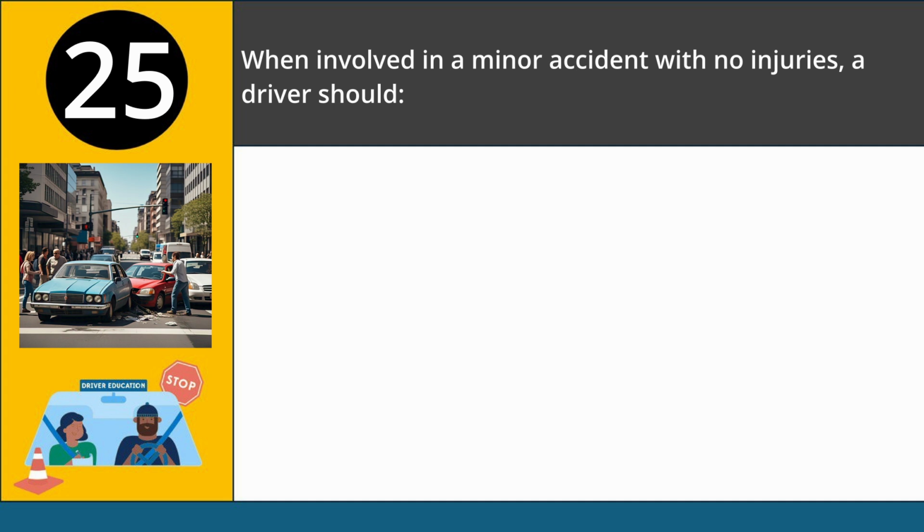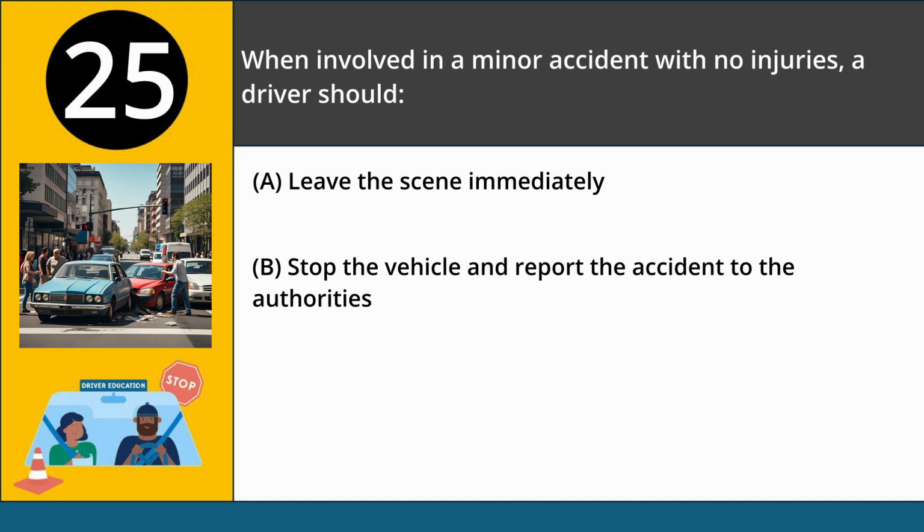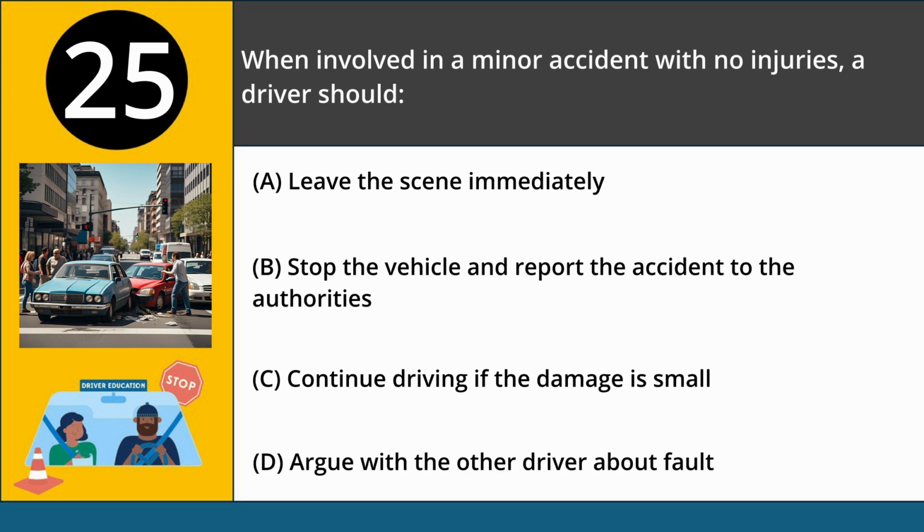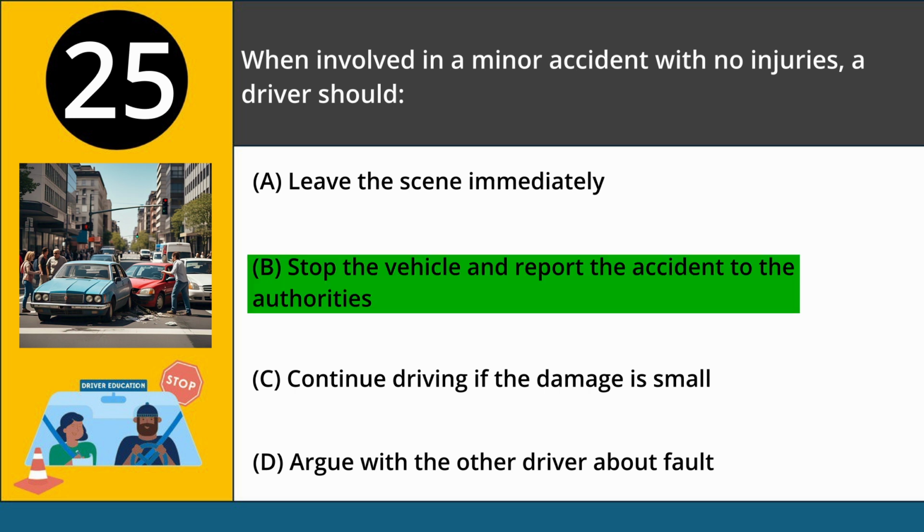When involved in a minor accident with no injuries, a driver should A. Leave the scene immediately. B. Stop the vehicle and report the accident to the authorities. C. Continue driving if the damage is small. D. Argue with the other driver about fault. Answer. B. Even minor accidents must be reported as per UAE traffic laws.